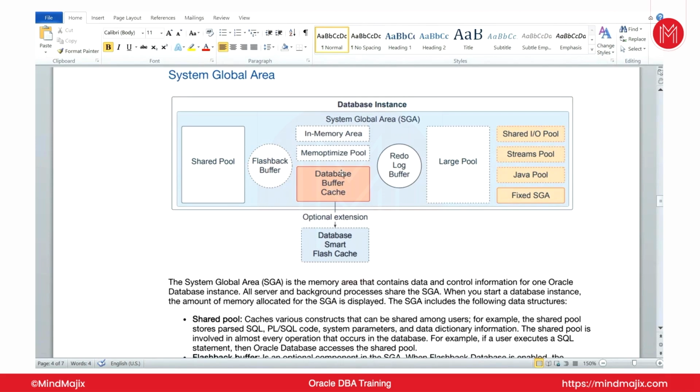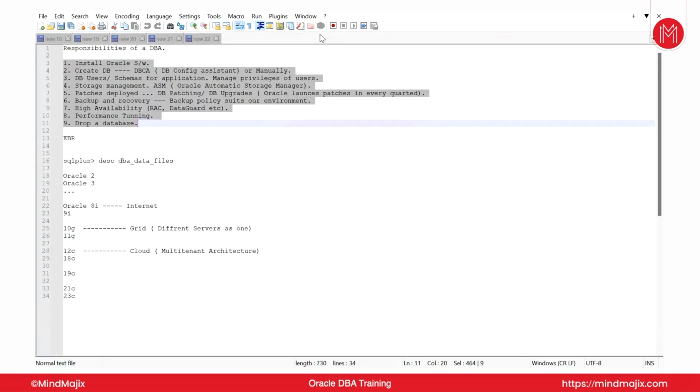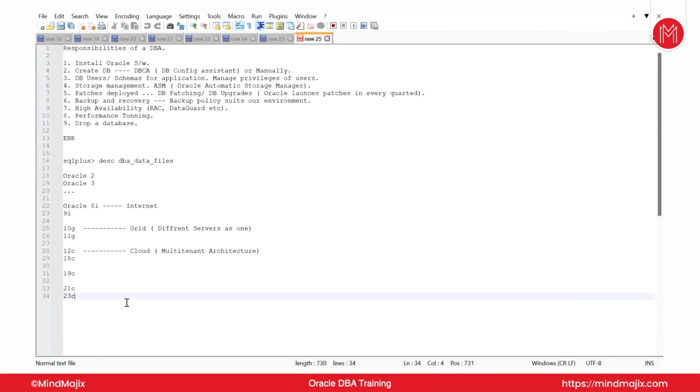If we start with the shared pool, the shared pool is a memory component which is a part of the SGA. Now, what does the shared pool do? The shared pool stores parsed SQL statements. Let me tell you what it stores. It stores parsed SQL statements, or if there is any PL/SQL code, that PL/SQL code is also there in parsed mode.